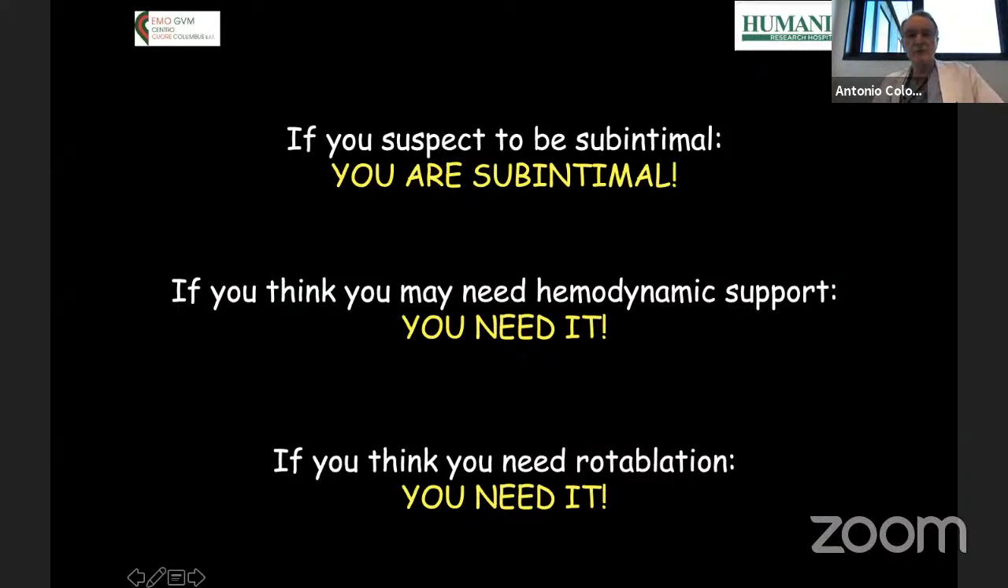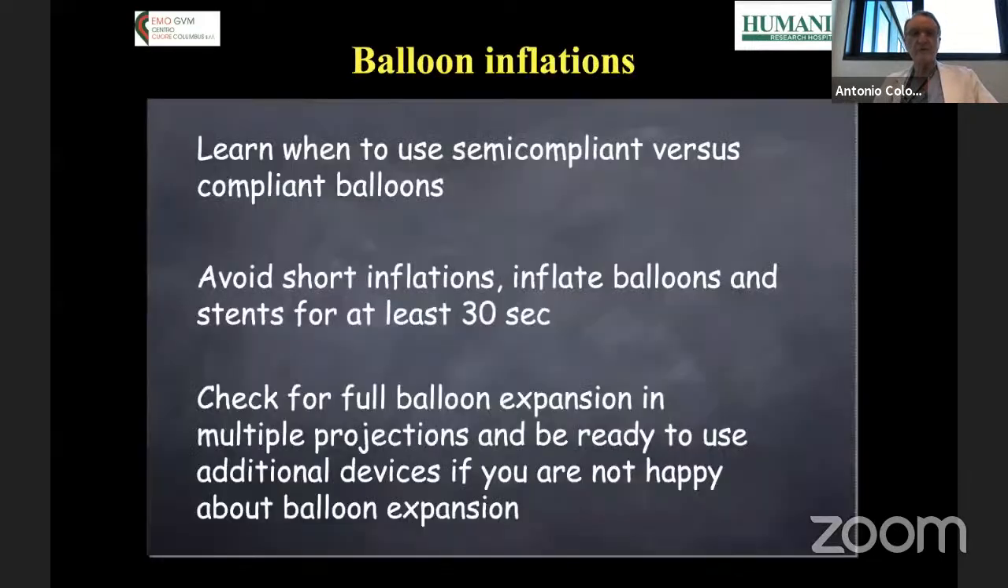These are general statements. Sometimes I tell them jokingly, but there is some truth in that. If you suspect to be subintimal, most probably you are subintimal. If you think you need the hemodynamic support, most probably you need it. If you think you need the rotablation, most probably you need it. So these are very inexpensive ways to make decisions.